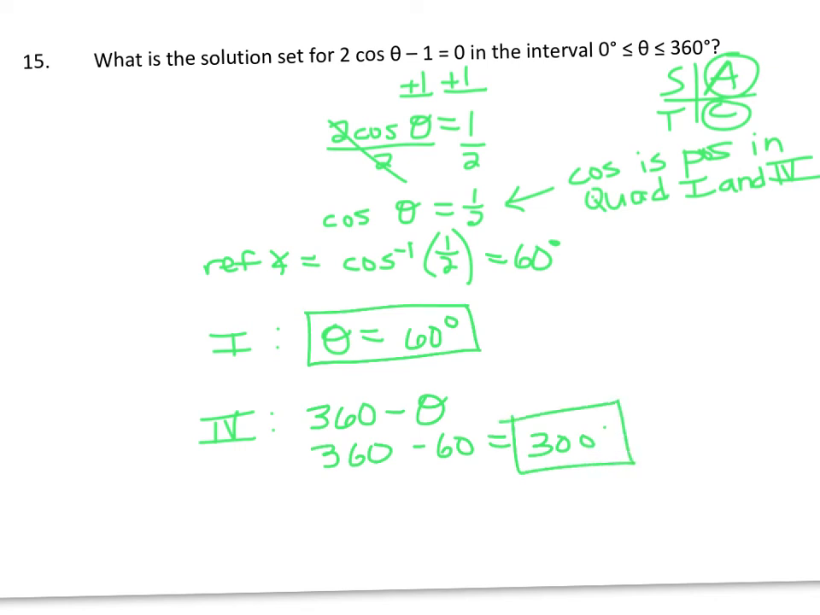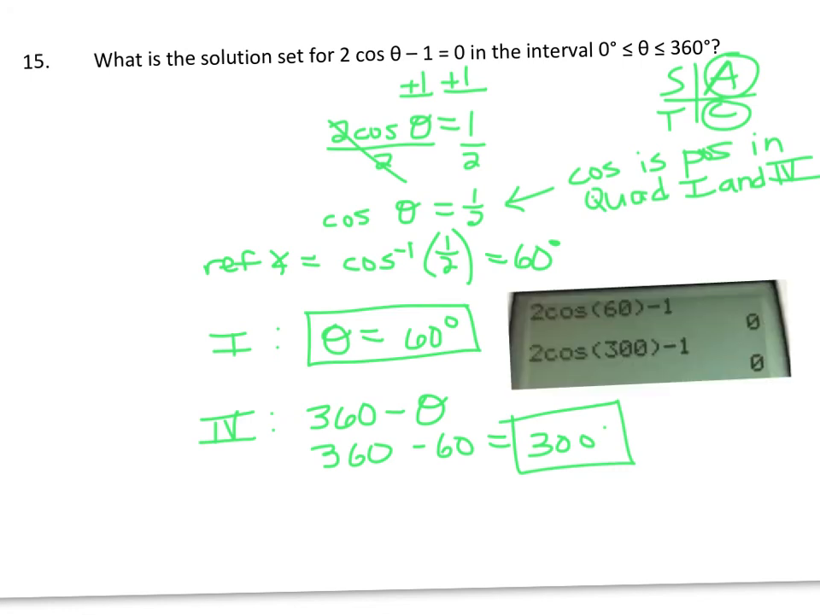And these are really easy to check in the calculator. I'm just going to show you how to do that real quick. Basically what I did was I took this answer of 60 and substituted it in for theta. 2 cosine of 60 minus 1. And when I did, check this out. I got 0, just like the right-hand side of the equation says.